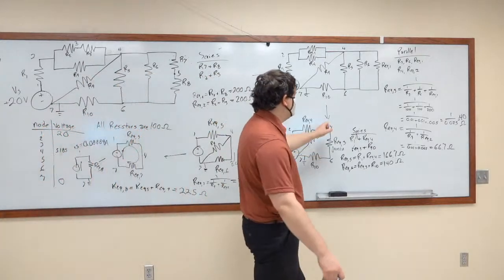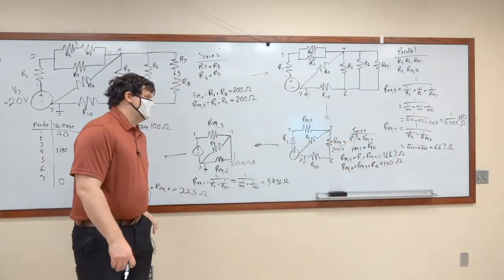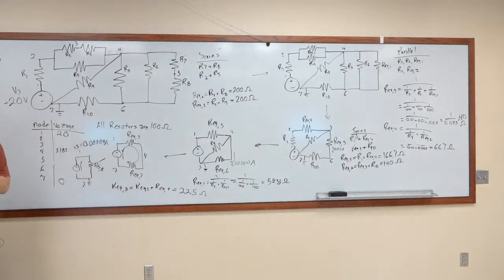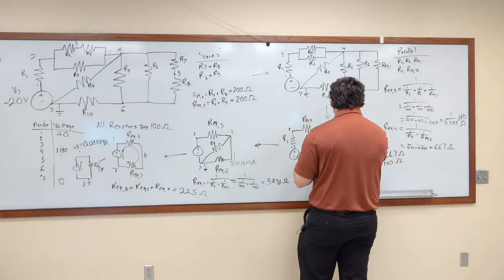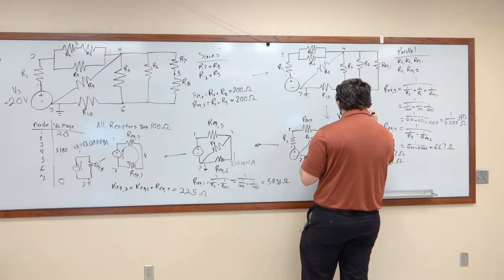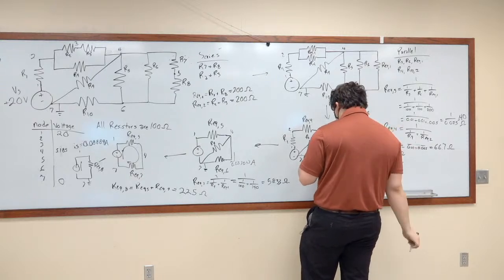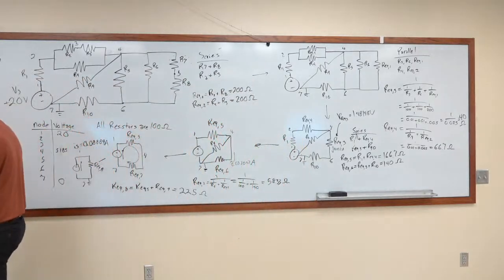So REQ3 is 40 ohms. So 40 times 0.037 repeating, which means that VREQ3 is equal to 1.48148 repeating volts. Okay? Now, what does that mean that the voltage at 6 is 1.48148 volts? And I just write that in here.